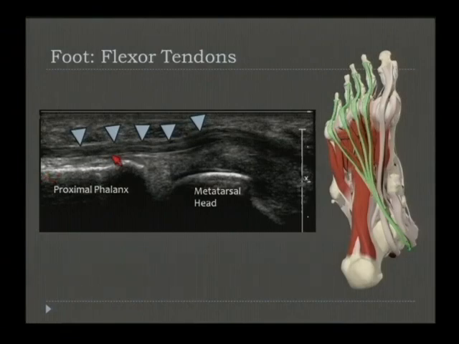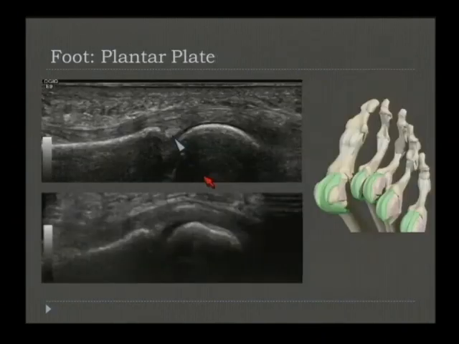You can evaluate the flexor tendons of the foot both in their long axis and short axis. They're very superficial. Similar to any other tendon, you're going to make sure that there are no areas of hypoechogenicity, keeping your probe 90 degrees to the tendon. You also will move the toes with flexion and extension in order to evaluate them. But more importantly, we're typically going to be evaluating the metatarsophalangeal joints as well as the interspaces.